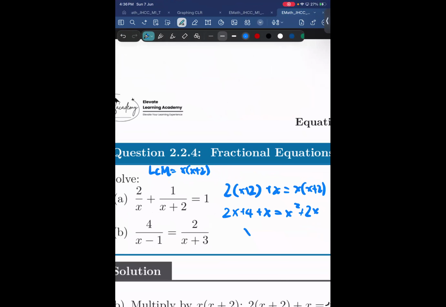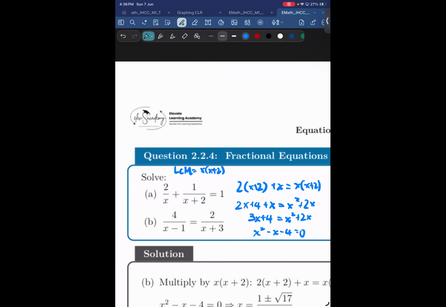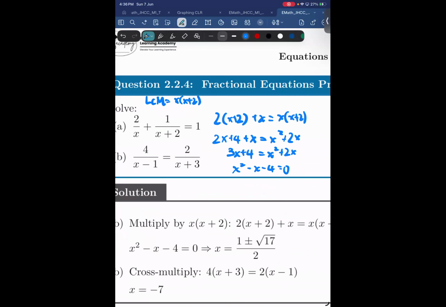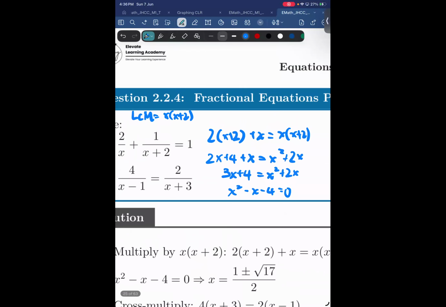We simplify more, so 3x plus 4 equals to x squared plus 2x. Then we move everything to the right side. x squared minus x minus 4 equals to 0. I think for this one you use the quadratic formula. Once you use it, you should get 1 plus minus square root 17 over 2.